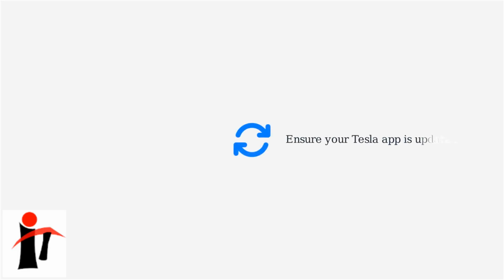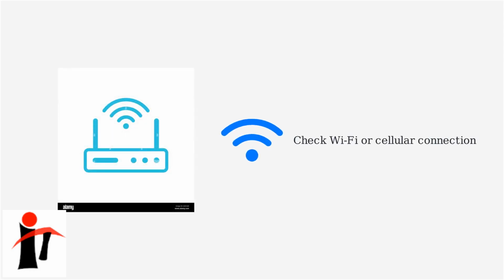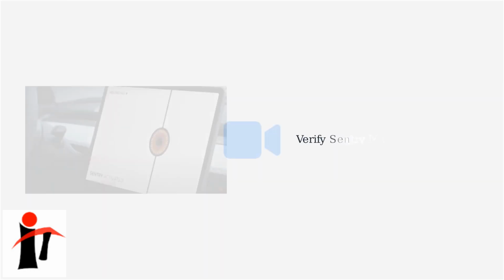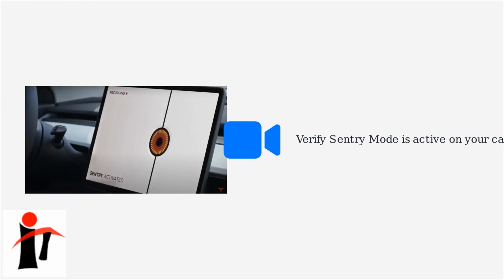If you're experiencing issues with Sentry mode or Dashcam in the Tesla app, start by ensuring your app is fully updated to the latest version. A stable internet connection is crucial. Make sure both your phone and Tesla vehicle have reliable Wi-Fi or cellular data access for remote camera features to work properly. If live streaming isn't working, double-check that Sentry mode is actually enabled and active on your vehicle's touchscreen settings. If problems continue after these steps, visit Tesla's support website or contact customer service for personalized assistance.